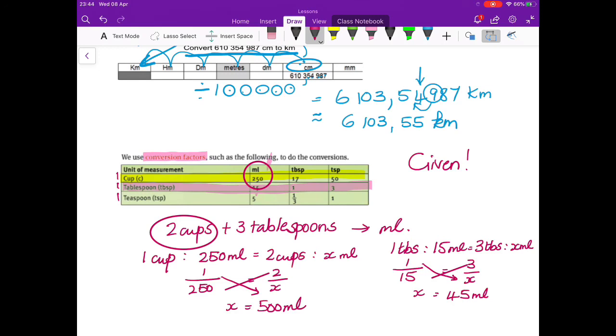So now I've got my cups and my tablespoons. I'm going to add these together, and I'm going to get 545 milliliters. So 2 cups and 3 tablespoons equals 545 milliliters.